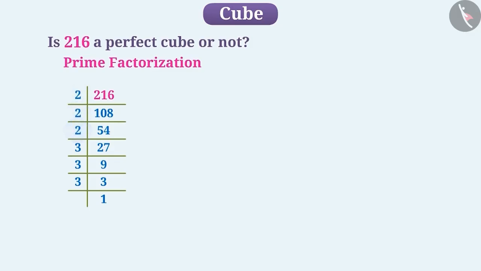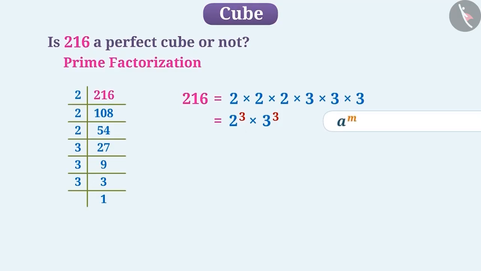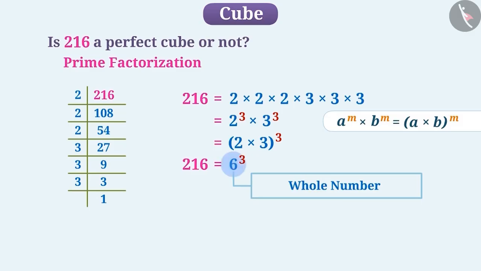Now we can write 216 as 2 multiplied by 2 multiplied by 2 multiplied by 3 multiplied by 3 multiplied by 3, which we can write as 2 to the power of 3 multiplied by 3 to the power of 3. There is also a rule in the laws of exponents: a to the power of m multiplied by b to the power of m is equal to a multiplied by b to the power of m. Using this rule, we can write 2 multiplied by 3 to the power of 3 here, which would mean 6 to the power of 3. Since we can write 216 as the cube of a whole number 6, 216 is a perfect cube.